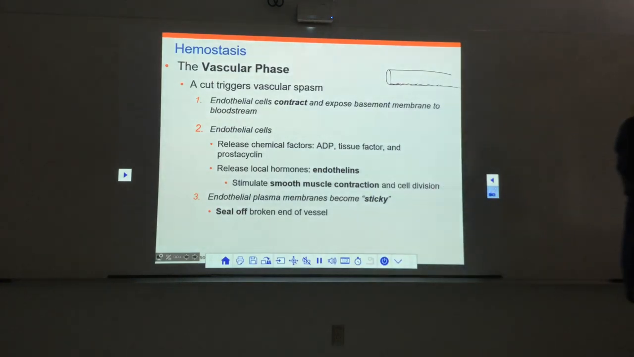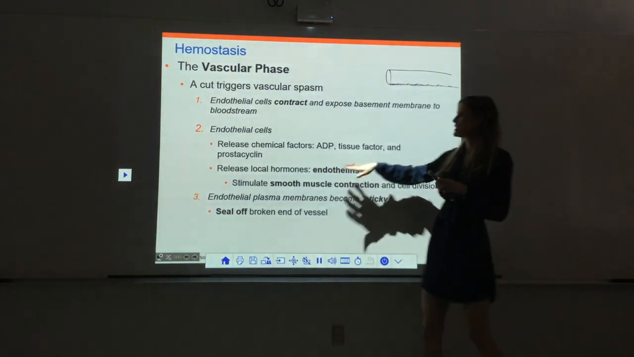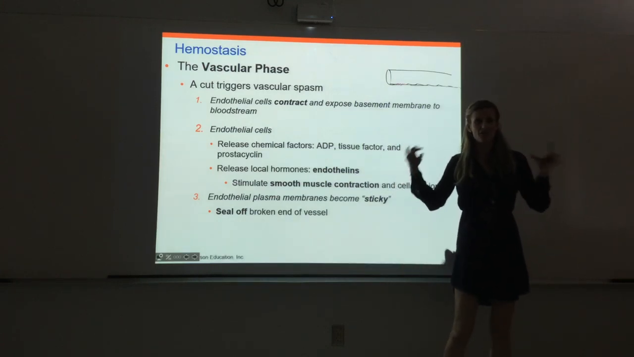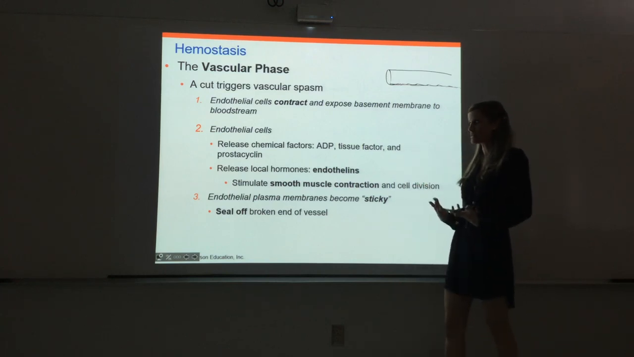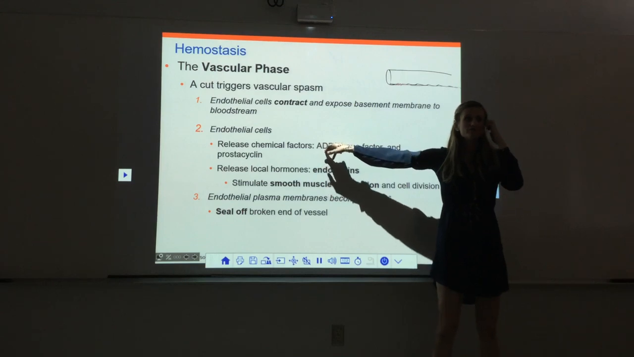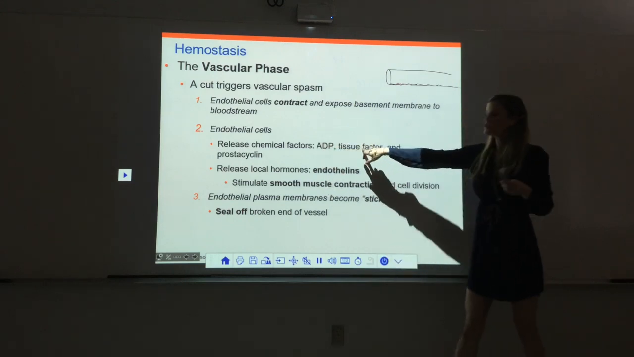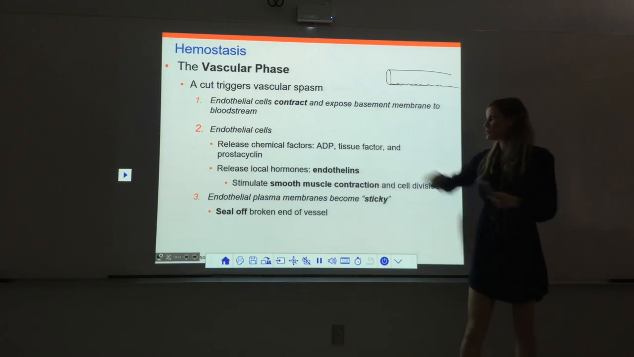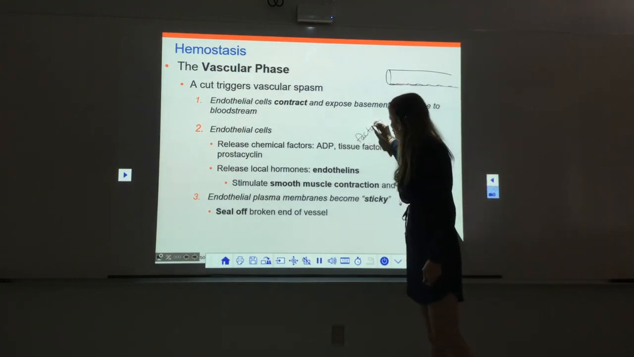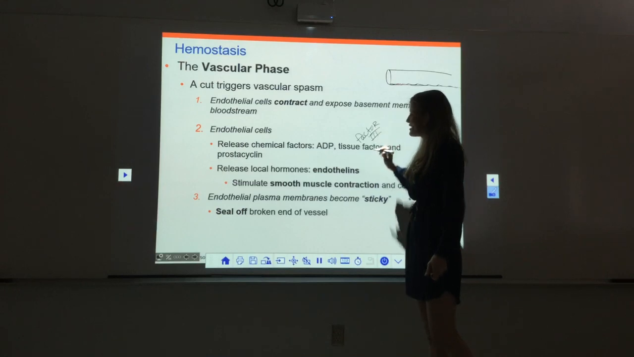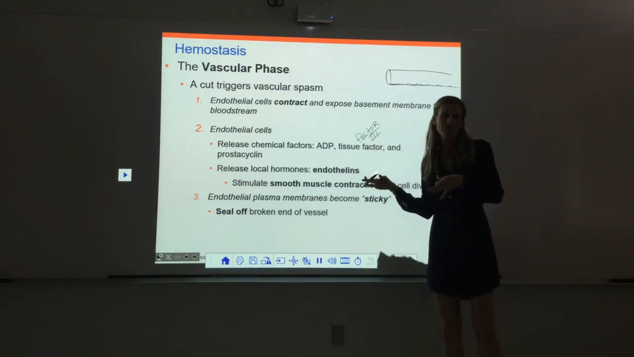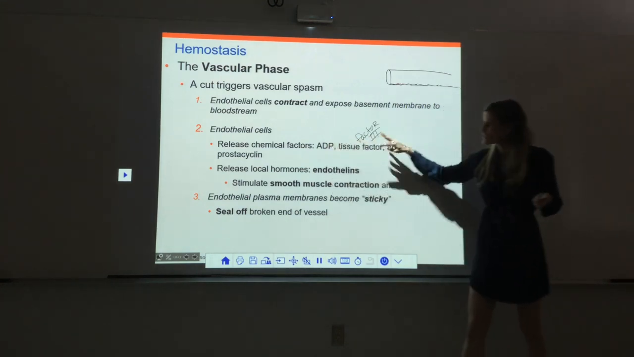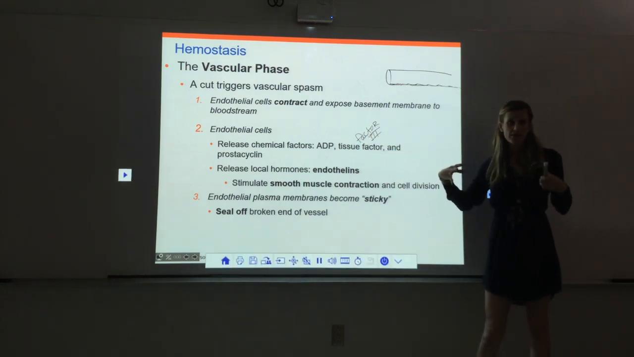The endothelial cells also release numerous chemical factors that are going to stimulate the clotting process. They'll start to stimulate and activate platelets and all of the other things to get this whole clotting process going. They release ADP, adenosine diphosphate. Tissue factor is one of our very, very important clotting factors. Tissue factor is factor 3. Don't confuse that with PF3, which is platelet factor 3, a form of platelet factor. And then prostacyclin. All of these things are going to start and stimulate the clotting process.